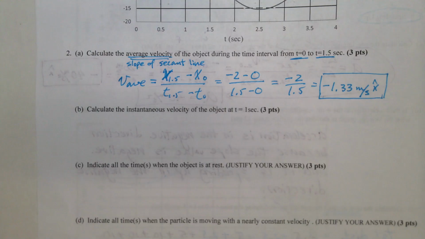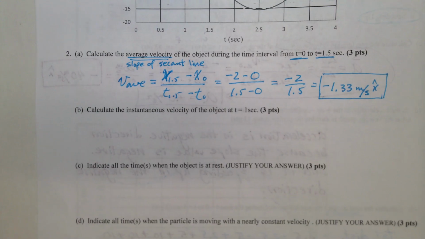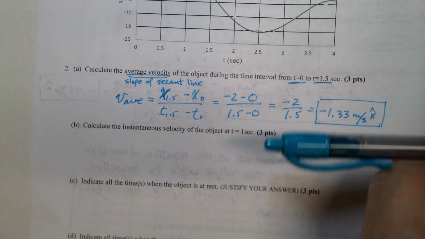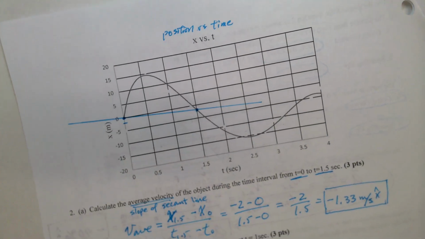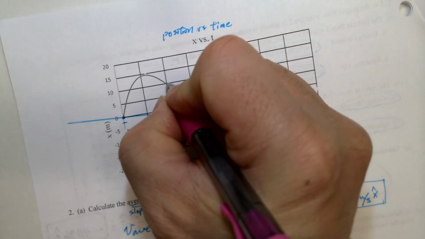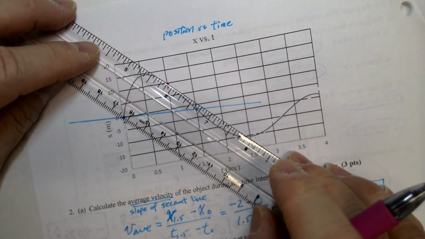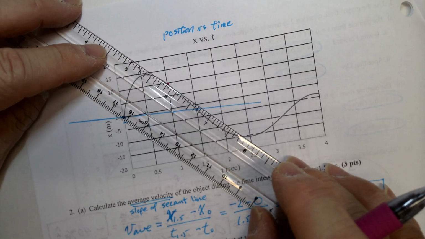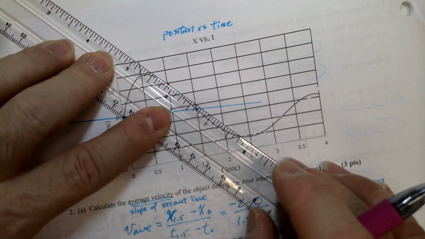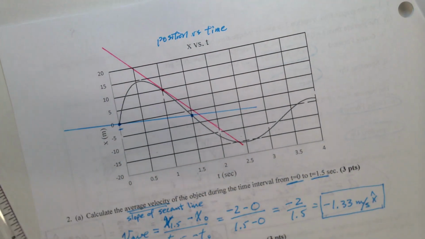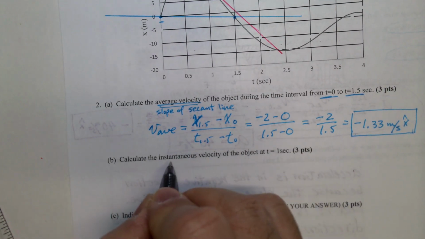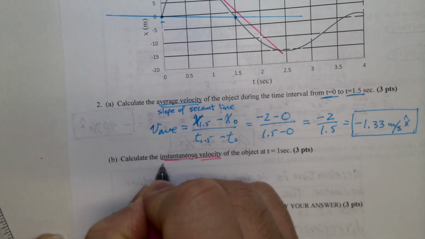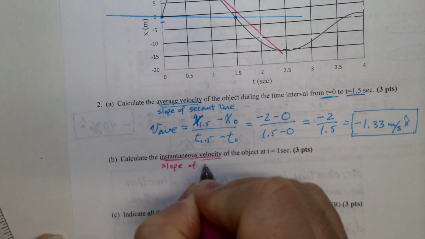Then for part B, calculate the instantaneous velocity when t is equal to 1 second. So instantaneous velocity will be right here, and you need to draw a tangent line to that. Okay? Again, if you drew your tangent line slightly off, as long as you give me the correct work, I'll give you the full benefit of the doubt. So instantaneous velocity means the slope of the tangent line.